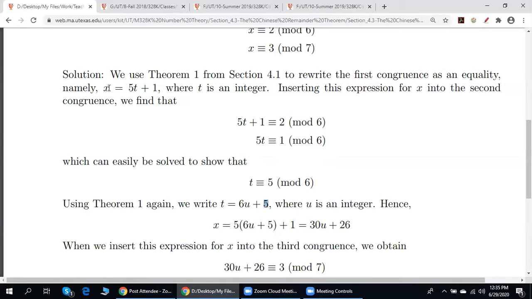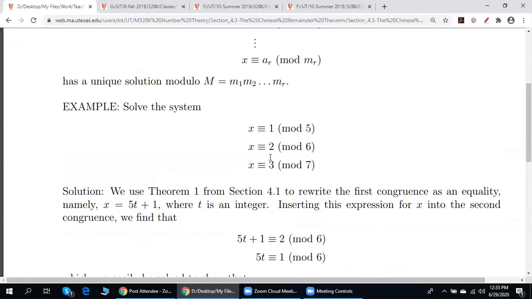Now, let us go back to this. Let us replace t by this expression. Done. Expand parentheses, simplify, done. So, this x satisfies both congruence number 1 and congruence number 2. But now congruence number 3.